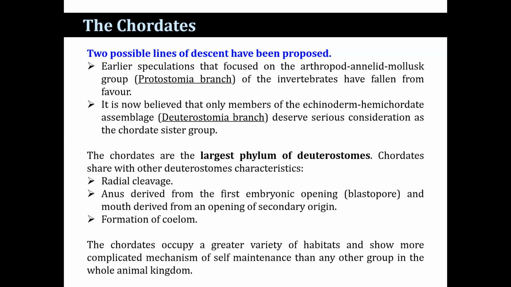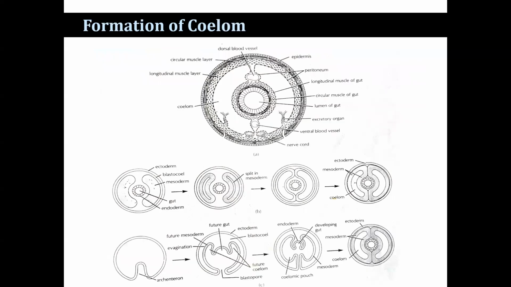Animals possessing such a body cavity are known as coelomate or eucoelomate, meaning true coelom. Now the chordates occupy a greater variety of habitats and so have more complicated mechanisms of maintenance, and in comparison to other groups, they provide almost unlimited scope for specialization in life habitat, form and function.